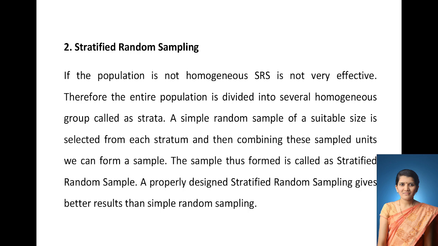Then a simple random sample of suitable size is selected from each stratum, and by combining these sample units we form a sample, and the sample thus formed is called a stratified random sample. Here the sample size for each stratum is computed by using the proportion method, and a properly designed stratified random sampling gives a better result than simple random sampling.